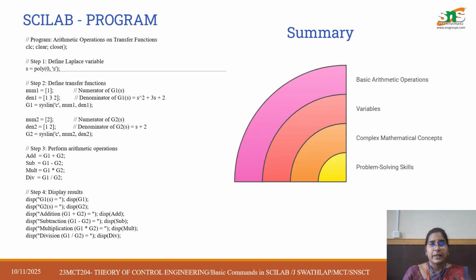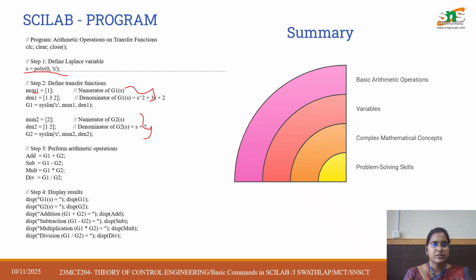Getting into the basic program, initially we define the polynomial, the characteristic equation, because all the s terms belong to a polynomial. Second, we define the transfer functions. For example, I am taking the first transfer function g1(s) and g2(s). I am going to perform arithmetic on these two.